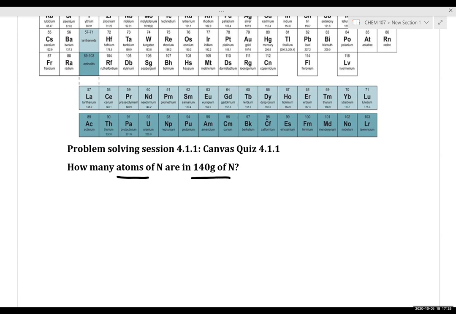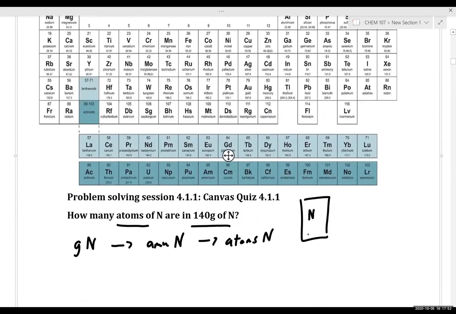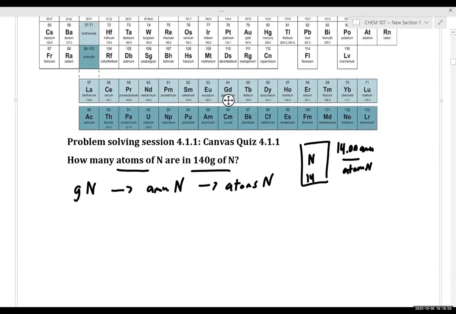So let's discuss just to give everyone a little bit of guidance here. Setting up our solution map, we're trying to go from grams of nitrogen to atoms of nitrogen. To calculate atoms of nitrogen, we're going to need to figure out the AMUs of nitrogen. Looking at the periodic table, nitrogen has an atomic mass of 14. So we have 14.00 AMU per atom of nitrogen. Okay, perfect.